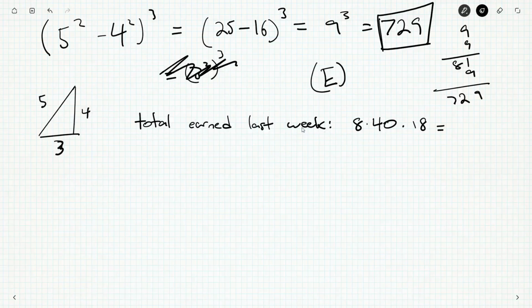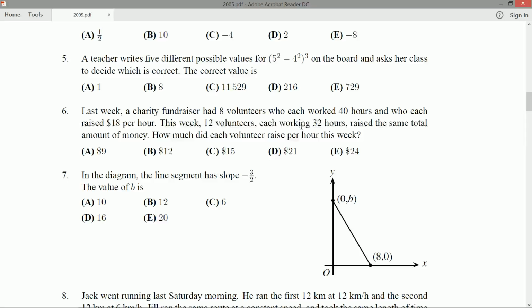I'm not familiar with what exactly that should be. So 320 times 18, we get $5,760 raised. Okay. So $5,760 raised. This week we've got 12 volunteers, each working 32 hours, but they raised the same total.